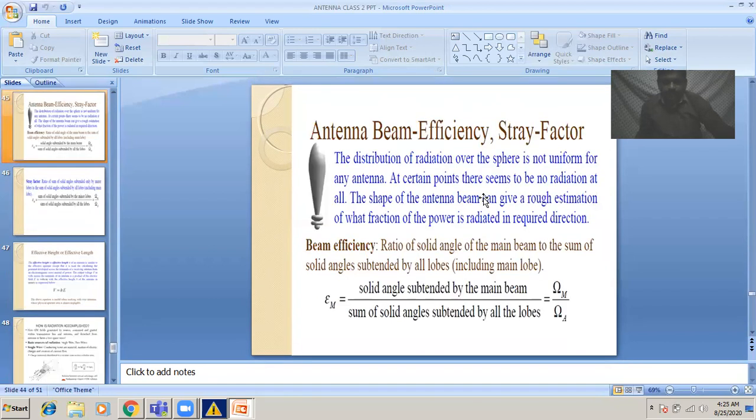Beam efficiency, here this definition is written like this: the solid angle subtended by the main beam to the sum of the solid angles subtended by all the lobes. Otherwise it can also be stated as the area of the main beam divided by the total area of the pattern. That means entirely this is with respect to the main beam, therefore it is written as omega capital M.